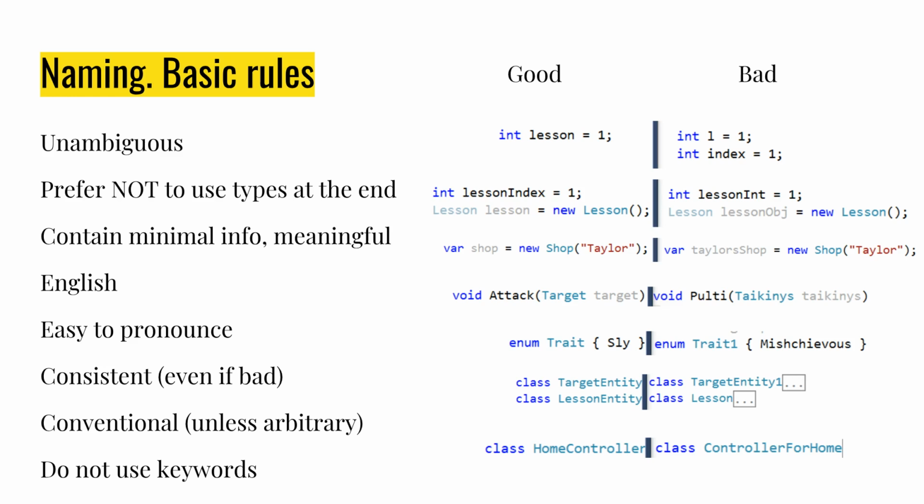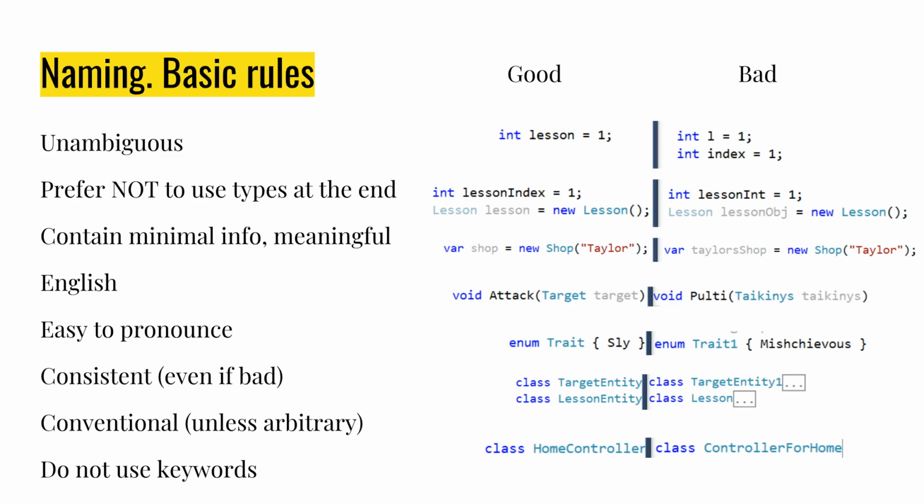So first, how should you name your variables, or anything really? Names should be unambiguous. If you look at the first example, you have a lesson. You have int lesson equals 1, as opposed to int l equals 1 or int index equals 1. Like, what is that index for? Or what is the meaning of L? I will not know without context, but reading the line on the left, I will understand what the 1 is for. It's lesson, probably an index for lesson.